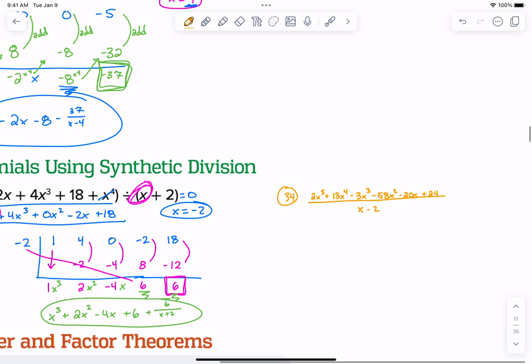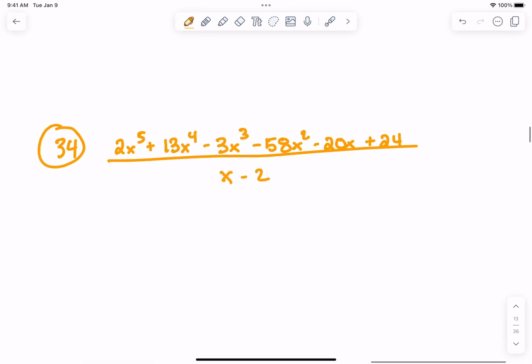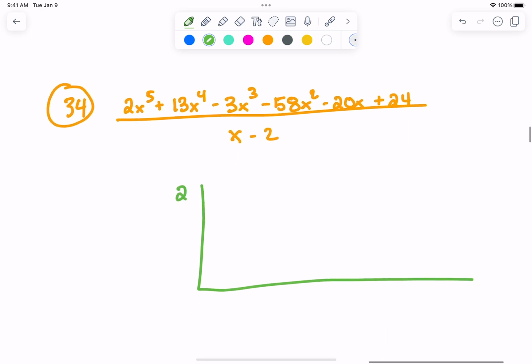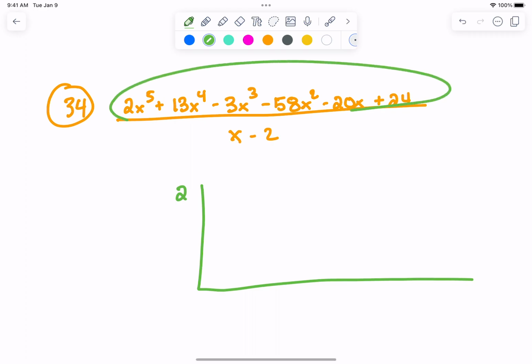So here we go. 34, we're dividing by x minus 2, which means that when I set up my synthetic division, what number goes on the outside? Positive 2, right? X minus 2, we set it equal to 0, okay. Carter said these guys go in order and we're not missing anything, right? Do you always check that? Yeah. You should. And 24. Okay, so there's that.